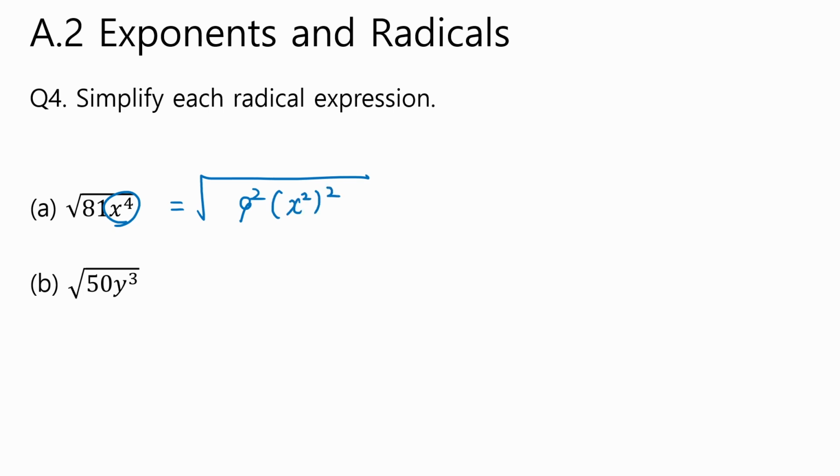And then we can combine these two in the exponents to write the square root of 9x squared, squared. And then this expression becomes the absolute value of 9x squared, but 9 is a positive number and x squared is a non-negative expression, so this simplifies to 9x squared.